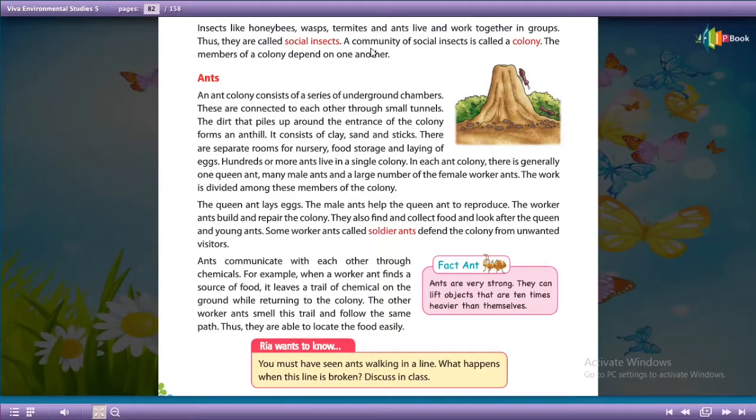A community of social insects is called a colony. What is a colony? You have to answer. A community of social insects is called a colony. You must answer this.